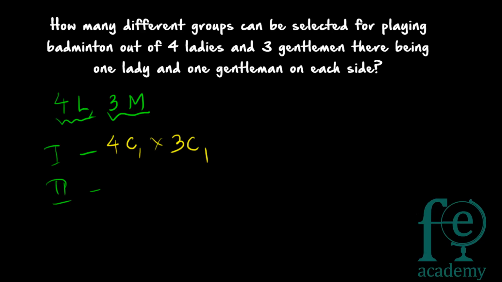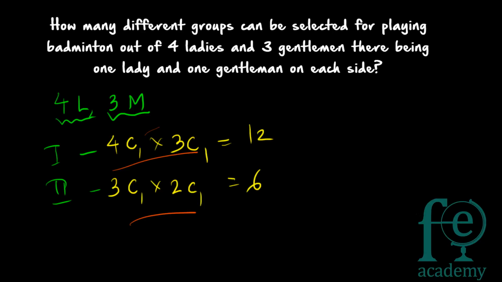And for the second side, how can you do it? Already 1 lady has gone here and 1 man has gone here. So the remaining 3 ladies are there. From that again you have to select 1 lady, and from the remaining 2 men you have to again select 1 man. So it can be done in 2C1 ways. So 4C1 into 3C1 for the first side, and for the second side it can be done in 3C1 into 2C1. So here it will be 12 and here it will be 6. So the total number of ways, you have to multiply. For the first side you are selecting like this, and for the second side you are selecting like this, and both should take place. So 12 into 6 is equal to 72 ways you will be able to select the players for playing badminton. Thank you for watching.